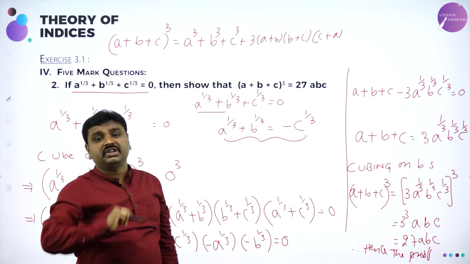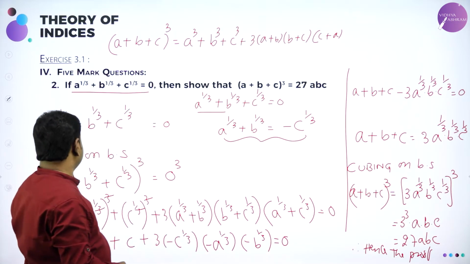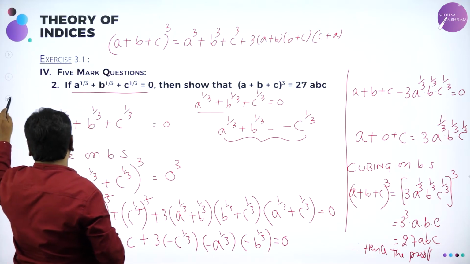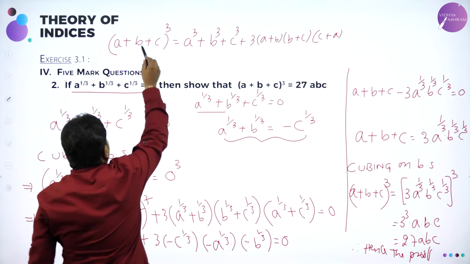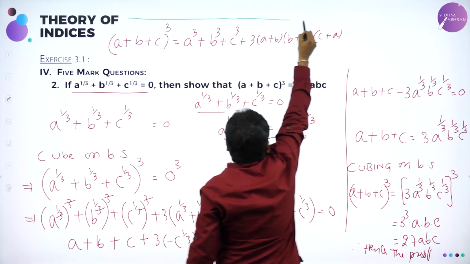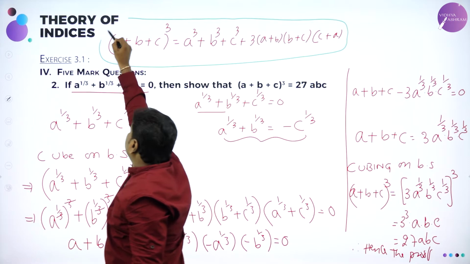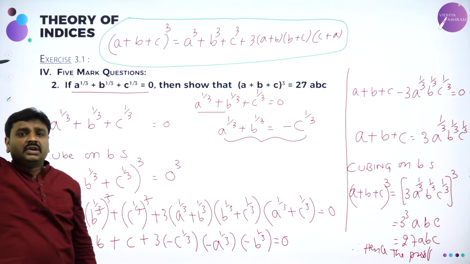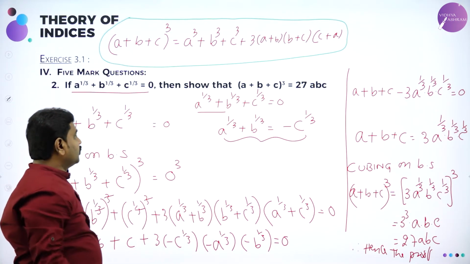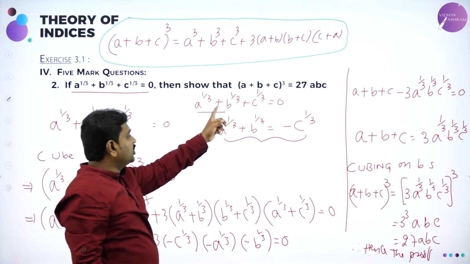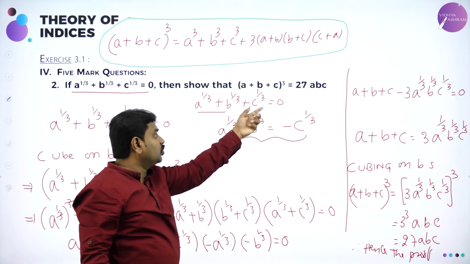One of the interesting questions, but you can solve this question if and only if you know (a + b + c) whole cube. What is (a + b + c) whole cube, my dear students? This is a hint of the problem. What is the hint? The identity: (a + b + c) whole cube in maths is a cube + b cube + c cube + 3 times (a + b)(b + c)(c + a). And you know a^(1/3) + b^(1/3) + c^(1/3) is equal to 0, is given.